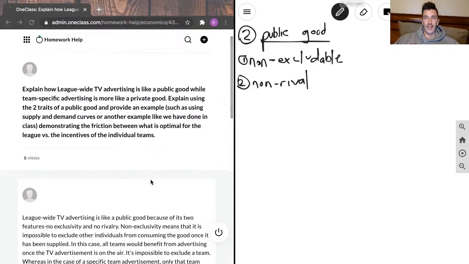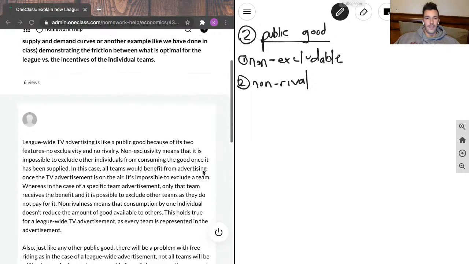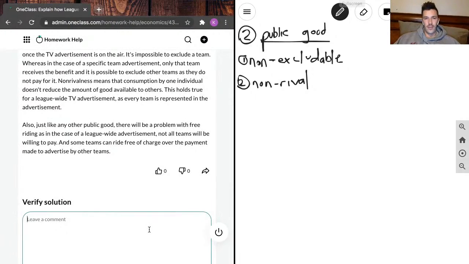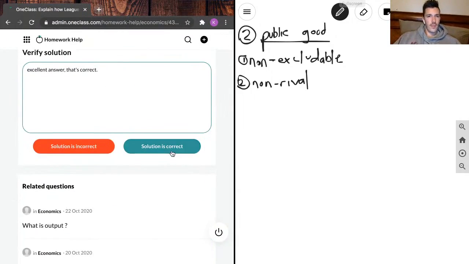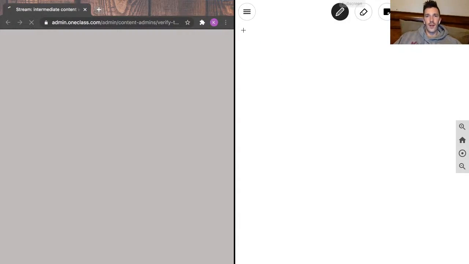I don't think I really have anything else to add. The main thing to remember with public-private goods is remembering the definitions for non-excludable and non-rival, and then being able to determine whether or not the good at hand fits those descriptions. So. Moving on.